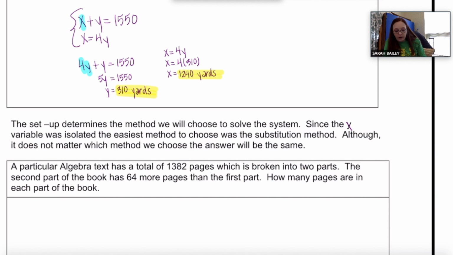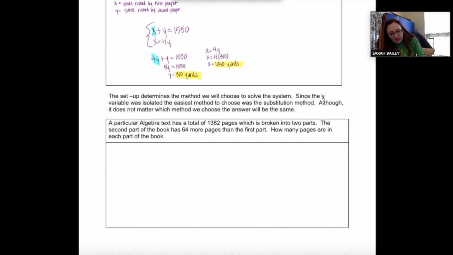Okay, so what I want you to do now is I want you to try this second one on your own. So read through the problem, tell what each variable is going to represent, and then write your system and solve your system. Okay, so pause the video and do this problem now.